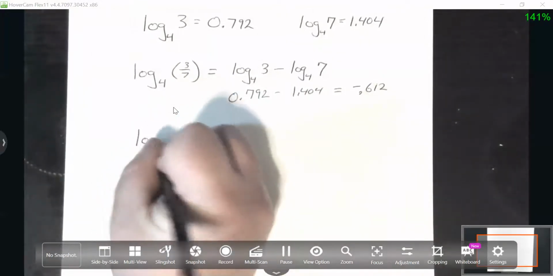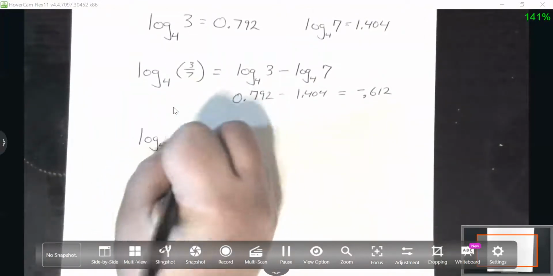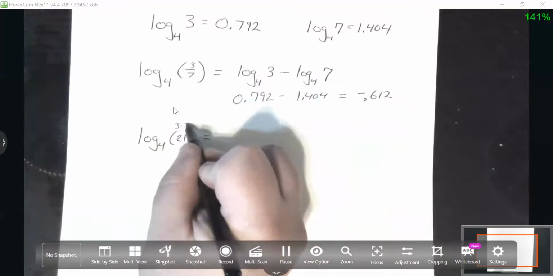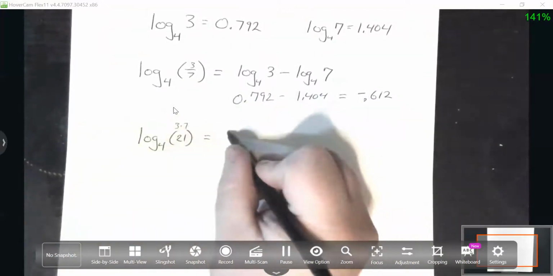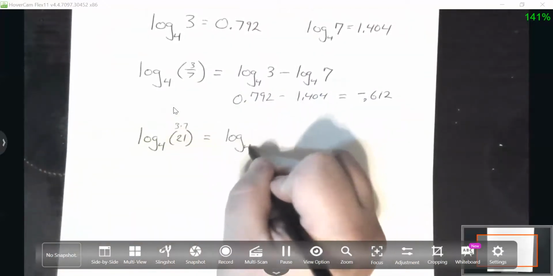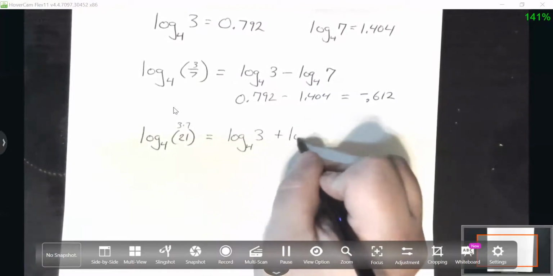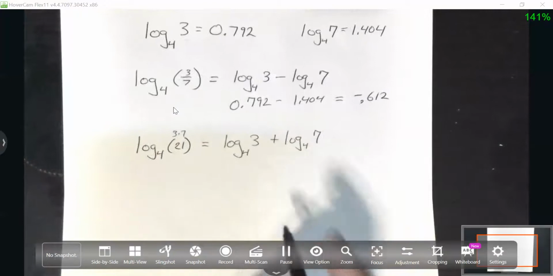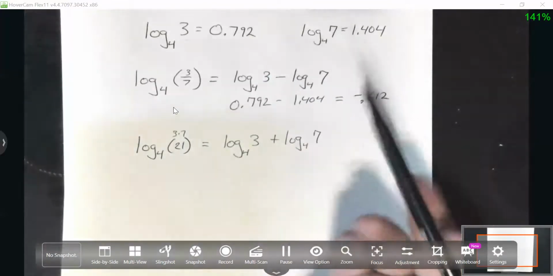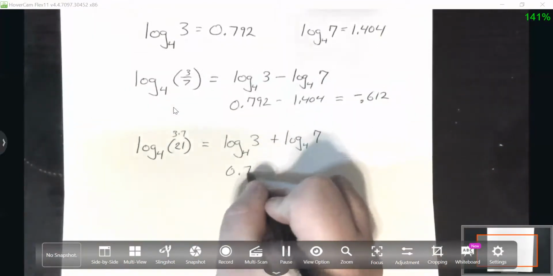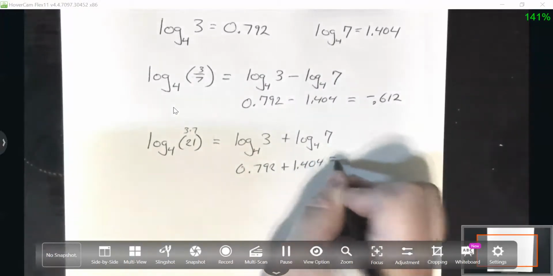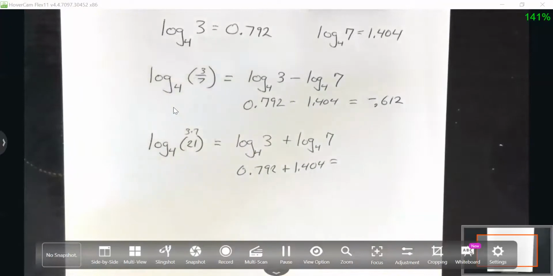All right, how about log base 4 of 21? Again, that's not something we directly know, but we can break it up. I know that 21 is 3 times 7, so I can use our first logarithm property. So that's log base 4 of 3 plus log base 4 of 7. And again, I actually know what each of these are because they are given values. So that's 0.792 plus 1.404. I can plug those in.